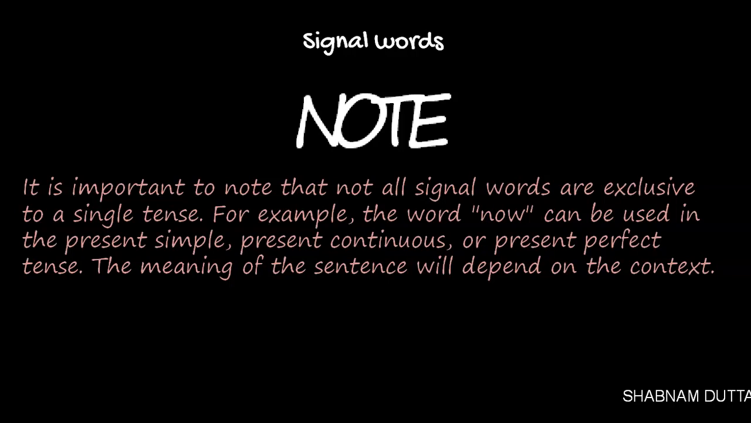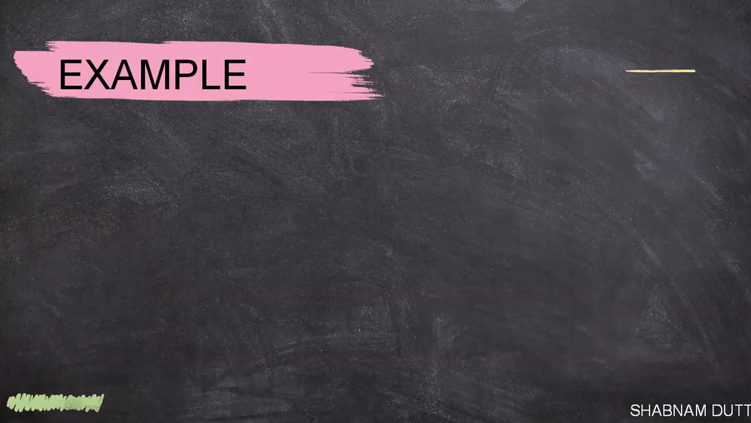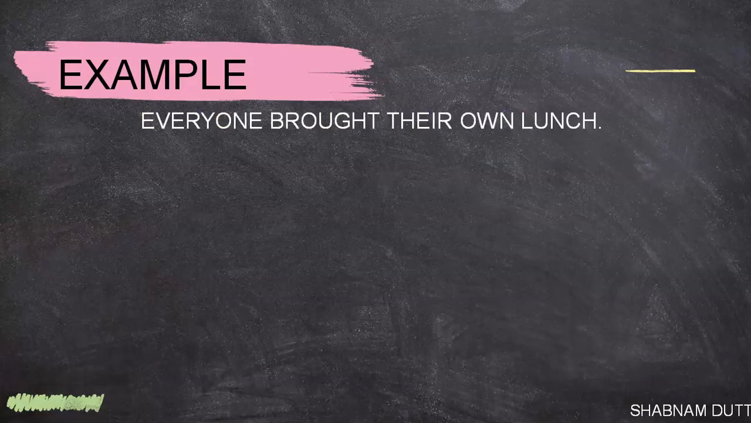Now, let's discuss the third common error we make while writing in English, the pronoun antecedent agreement. This is when the pronoun doesn't agree with its antecedent in terms of number and gender. For example, see the sentence: everyone brought their own lunch.